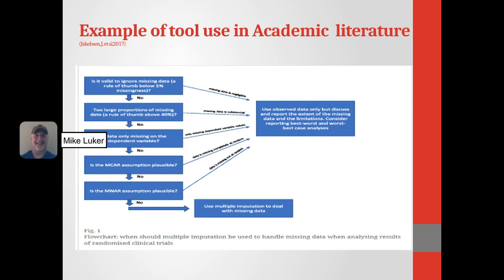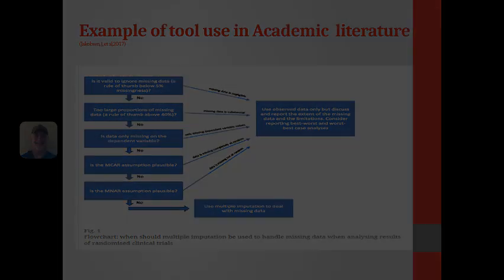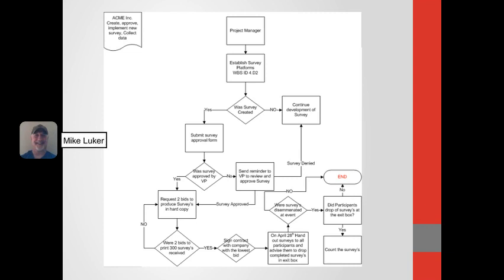Here's an example of a flowchart by Jacobson that was used in a research article about when and how multiple imputations should be used for handling missing data in randomized clinical trials. I had every intention of recording this live with Visio as I created this flowchart, but for days I struggled to try and create that, and I just don't know how to do it. So what I did is I created this flowchart in Visio and saved it to my PowerPoint.